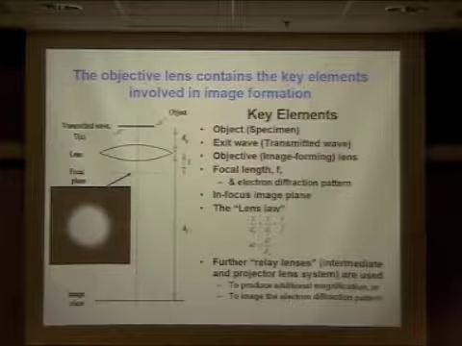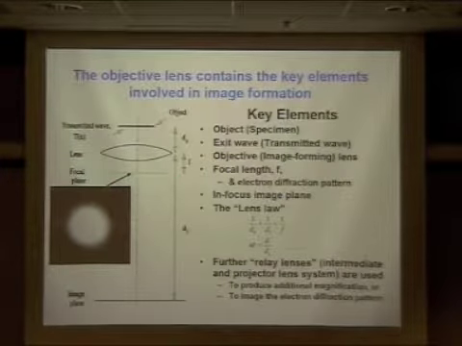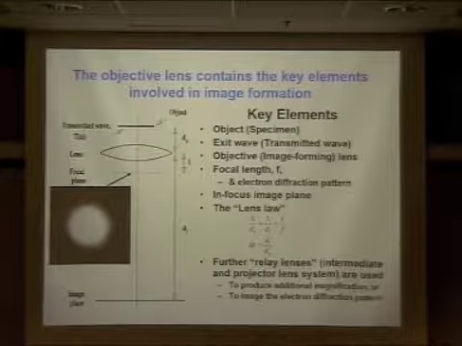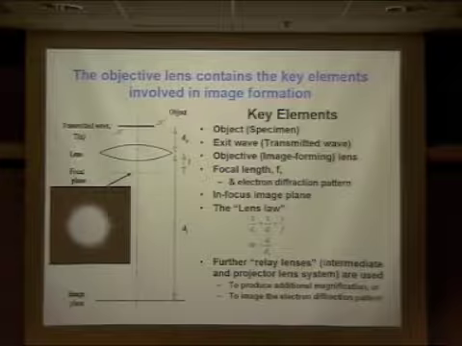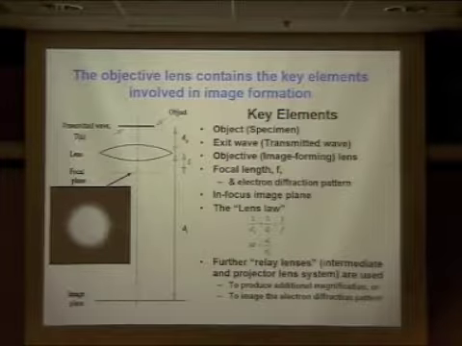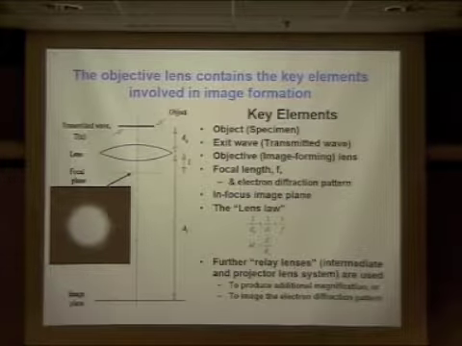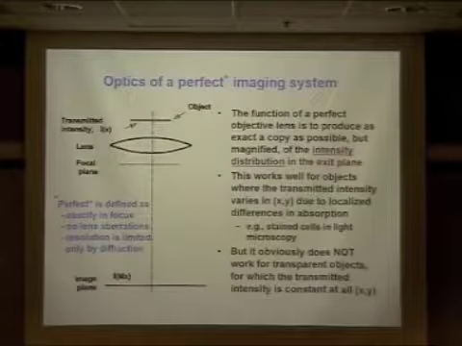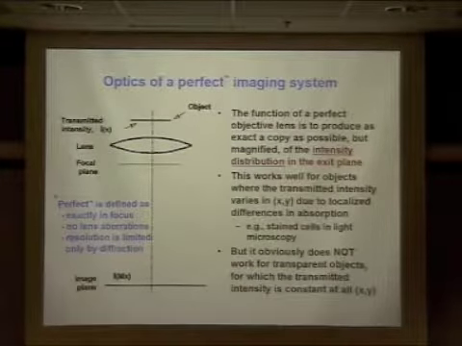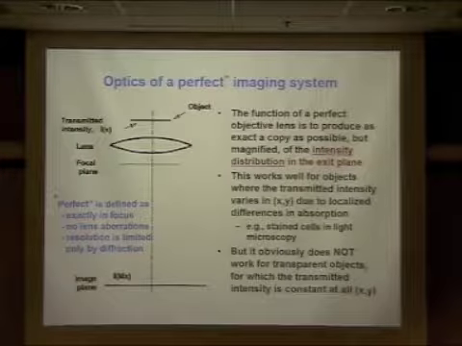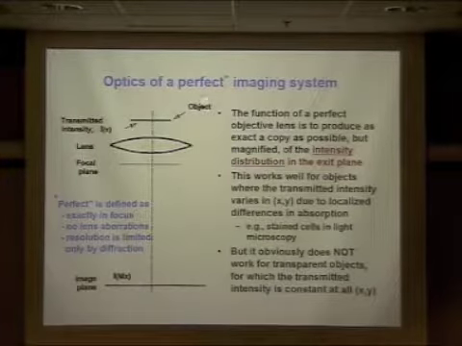So I will often refer to the electron diffraction pattern that is produced in the back focal plane, even if it is not a set of diffraction spots. You know, it's really continuous scattering. I might still call it an electron diffraction pattern.